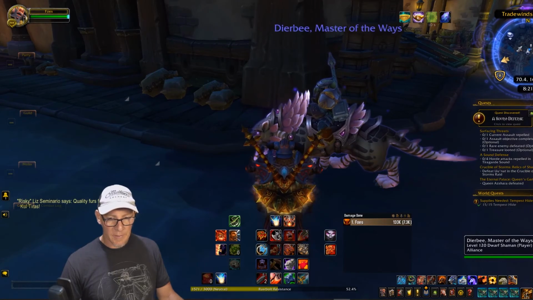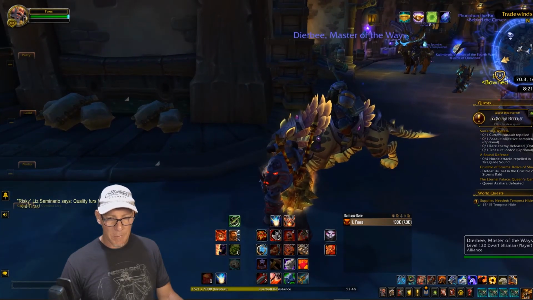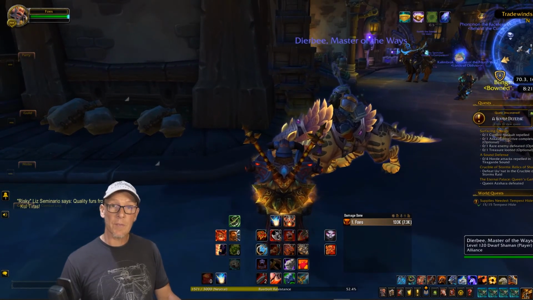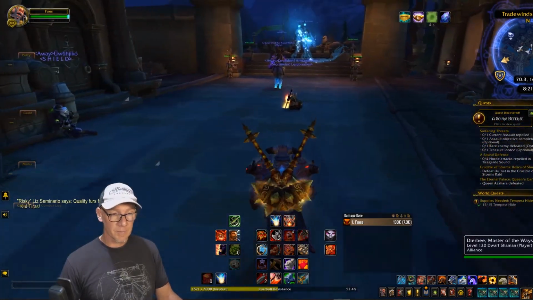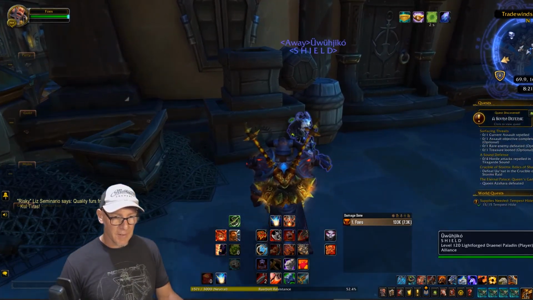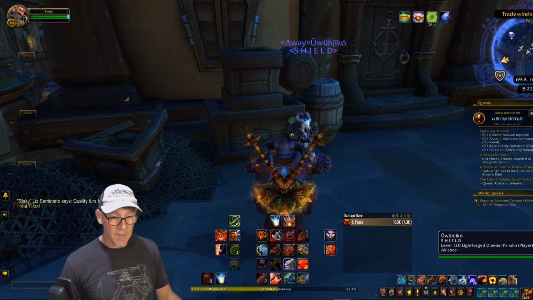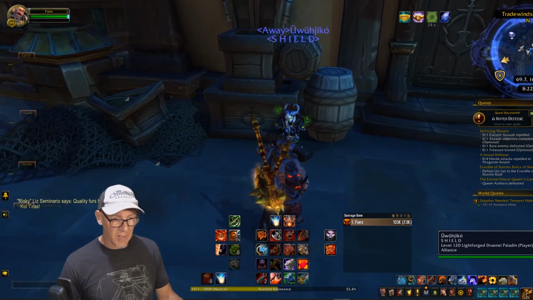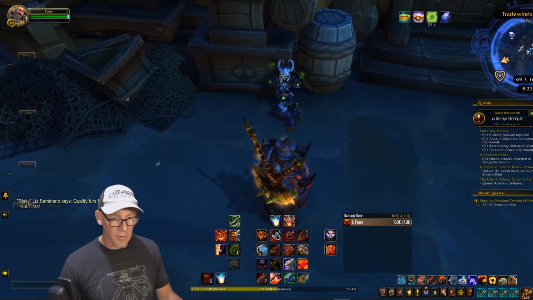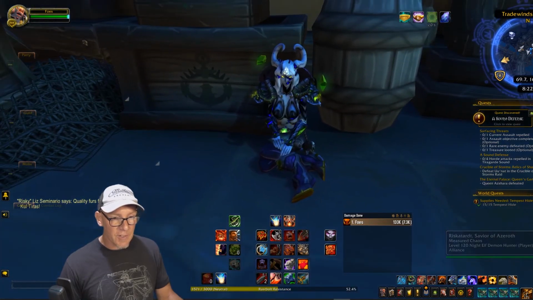What do we got here? Master of the Ways, Diabri. Another dwarf. I didn't think we'd see this many dwarfs. Okay, here's somebody that's AFK, which stands for away from keyboard. They are a Draenei. So they got the horns, they got the hooves, if you look at them. So you can see that right there.